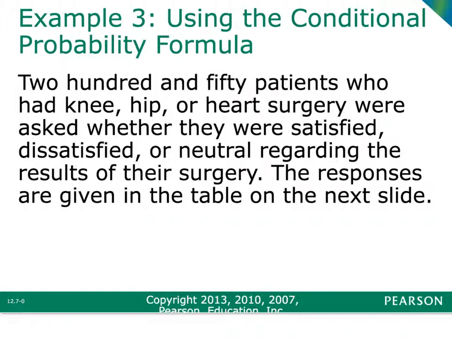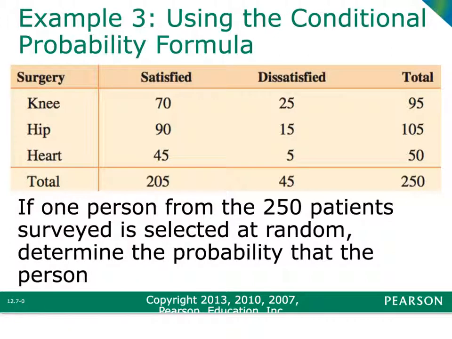Let's look at this example. 250 patients who had knee, hip, or heart surgery were asked whether they were satisfied, dissatisfied, or neutral regarding the results of their surgery. The responses are given in the table on the next slide. The first row has knee surgery: 70 were satisfied, 25 were dissatisfied, out of a total of 95 knee surgery patients. In the hip surgery category, 90 were satisfied, 15 were dissatisfied, and there's a total of 150 hip surgery patients. In the heart category, 45 were satisfied, 5 were dissatisfied, for a total of 50 heart patients.